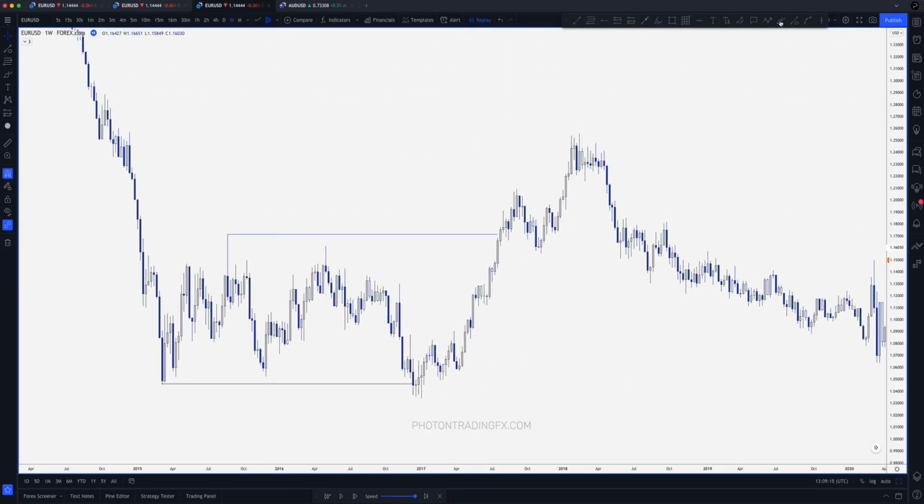Again, I'm not going to draw these all on, right? Let's just try and keep this a little bit quicker. But essentially we break up to the upside, right? Then we have another pullback. We get another weekly break of structure. This then becomes our swing low. As we can see, price then switches bearish again, okay?